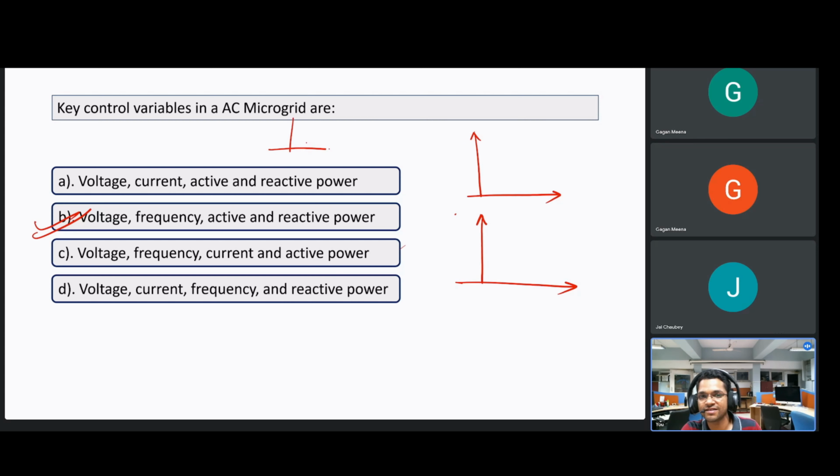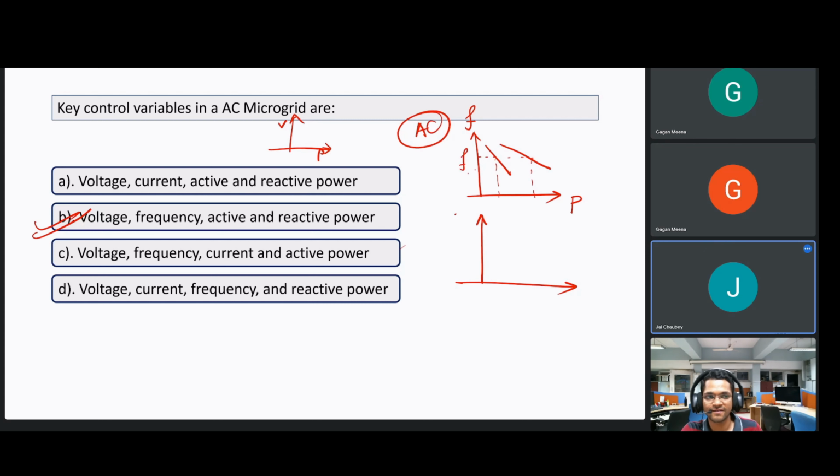So for DC we have this VP. For AC, power will be there. Power and frequency, I think. Yes, it should be. So one is this FP, and another one is this VQ.